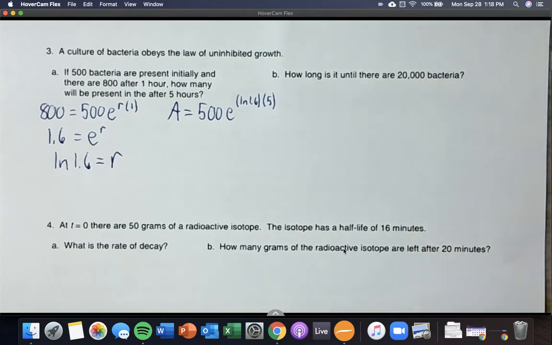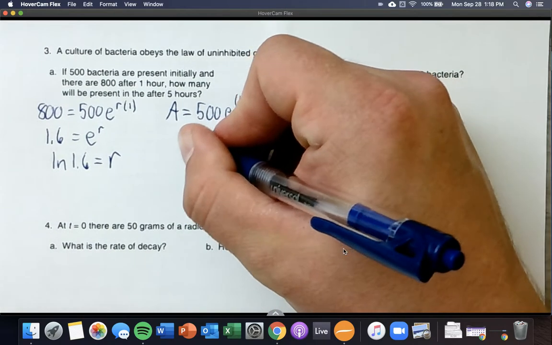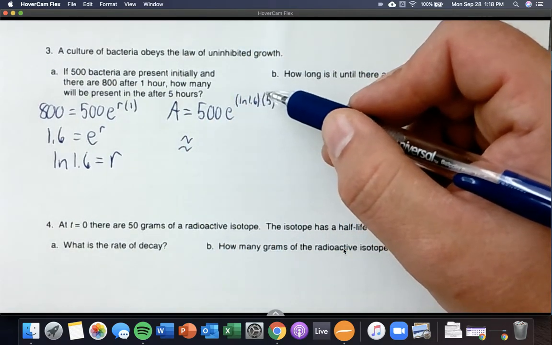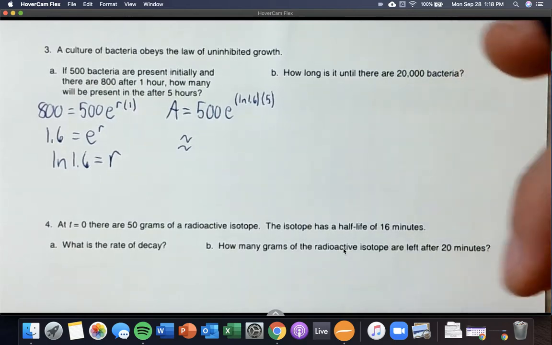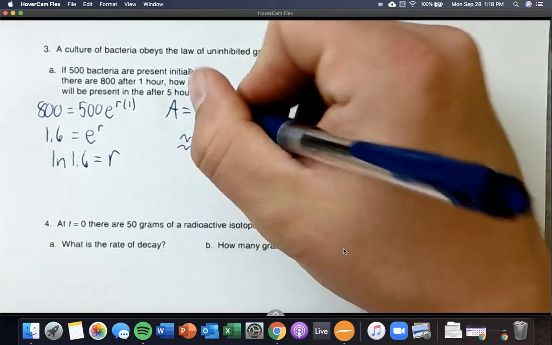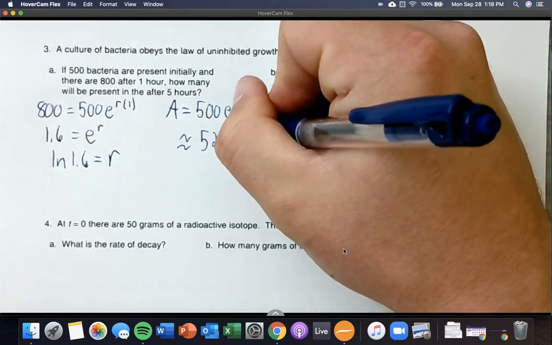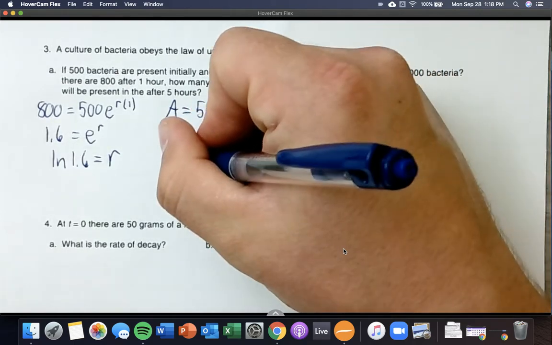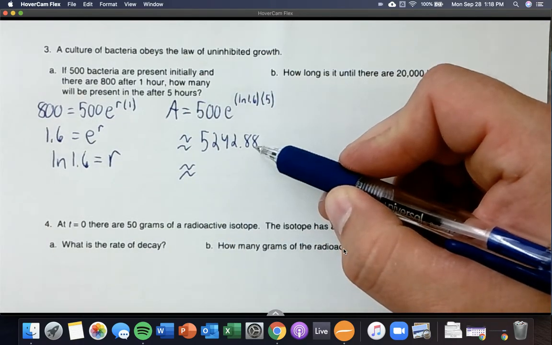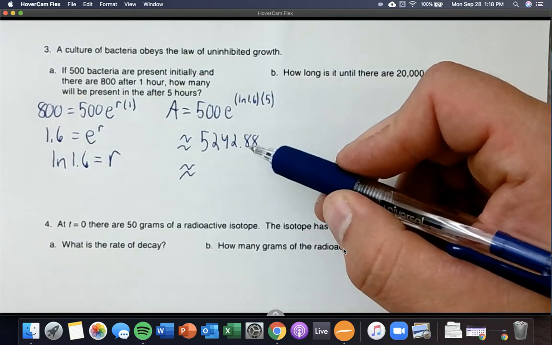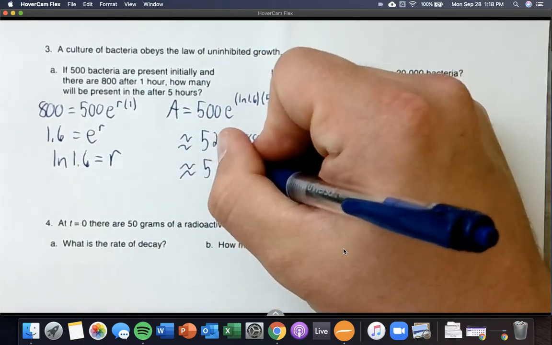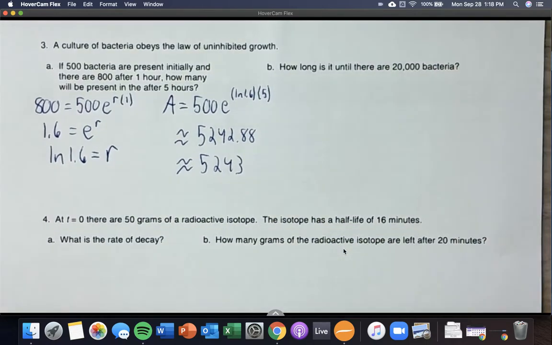For this one, we can just plug it into our calculator. We can do 500 times e raised to the natural log of 1.6 times 5. And we end up getting roughly 5,242.88. But again, we're dealing with bacteria. We can't really have a fraction when we're dealing with population. So we would round that again to 5,243.